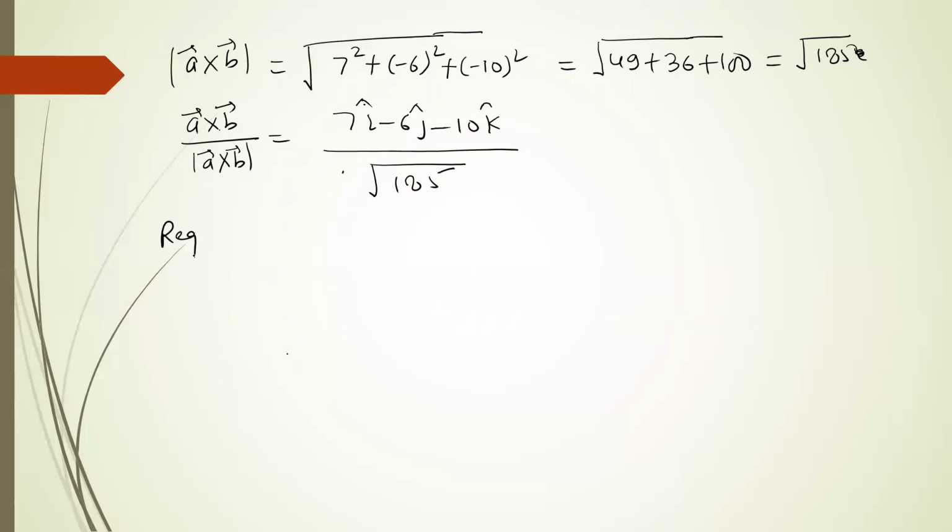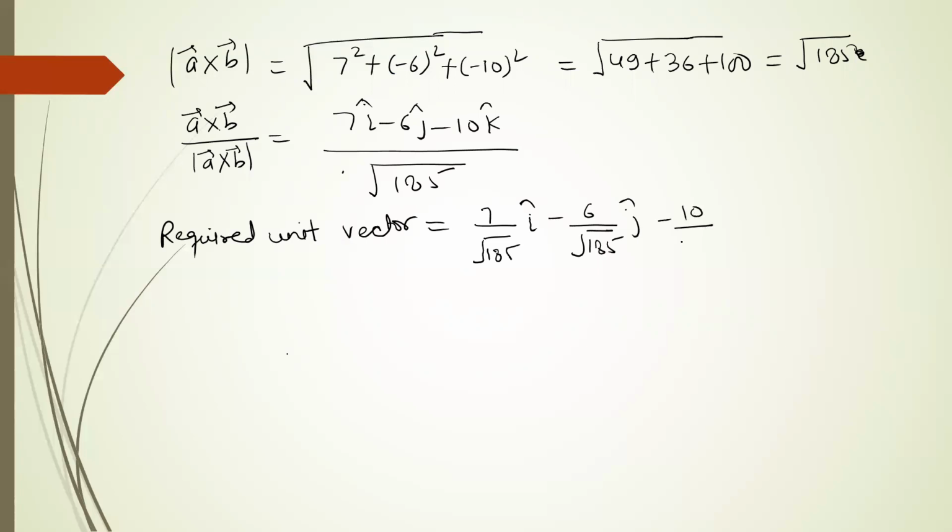Hence, the required unit vector is equal to 7 upon root 185 i cap minus 6 upon root 185 j cap minus 10 upon root 185 k cap. I hope the result is clear. So don't forget to mention the result at the end of the problem.